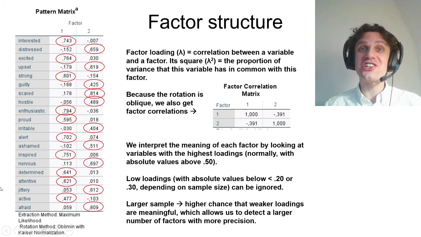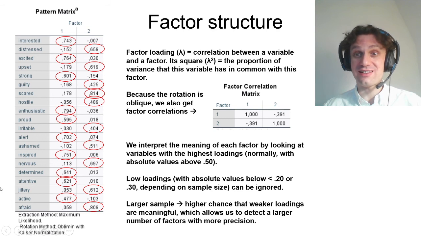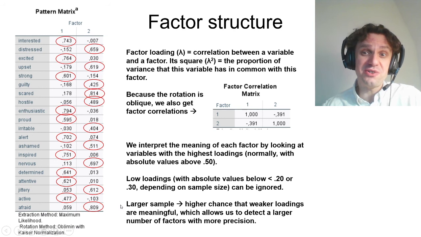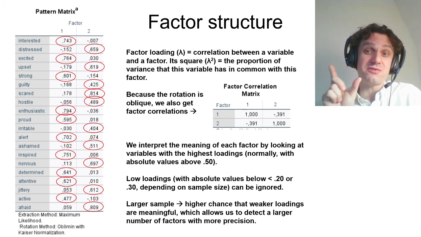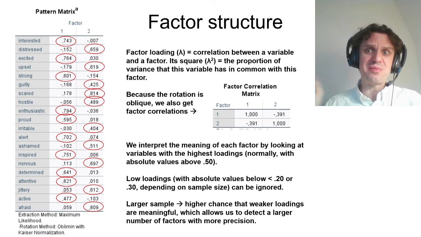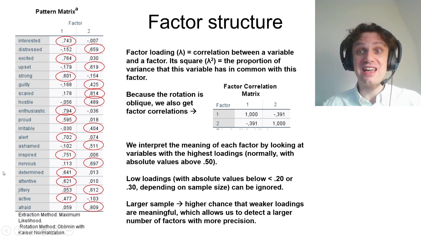Yeah, how large are the loadings that you need to take into account? Well, it depends on your sample size. Of course, in larger samples, even loadings like 0.2 can be meaningful. But if the loading is 0.2, it means that 0.2 squared is only 4% of variance that this variable contributes to this factor. And probably it's not important anyway. So I would say above 0.3 or 0.4.